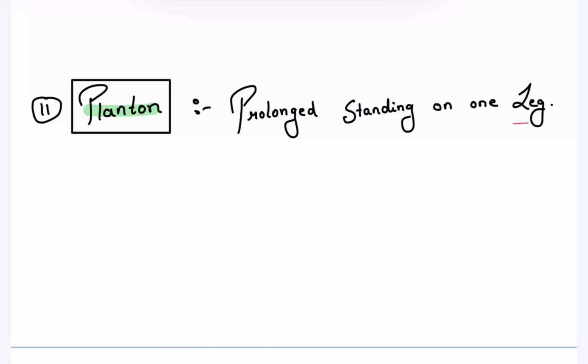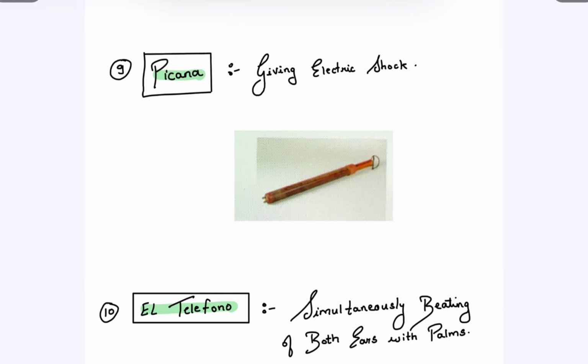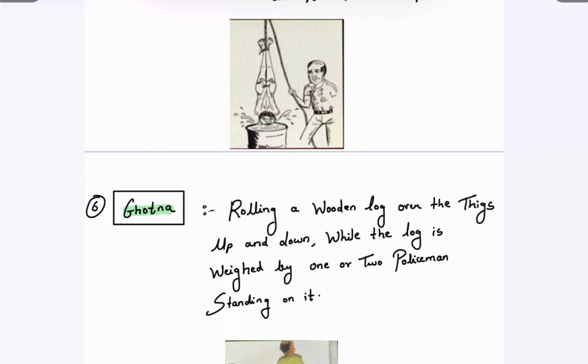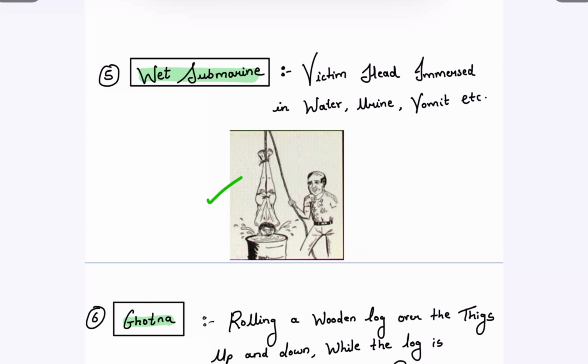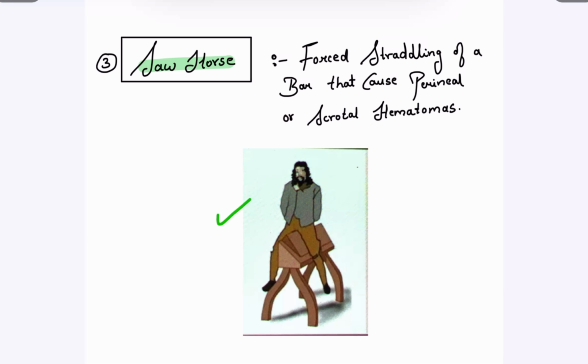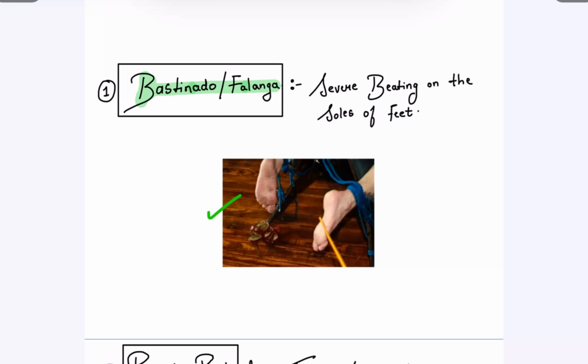So here we are done with all the high yield tortures. These are very useful in your exams, mostly the images. You have to remember these images and the names of the tortures. In exams they give them in the form of MCQ or image MCQ, so you have to learn it.